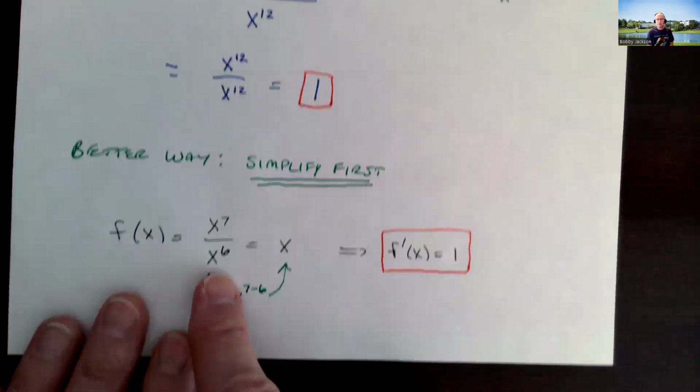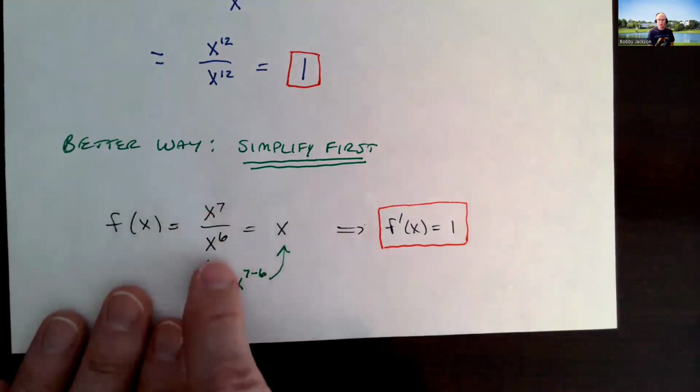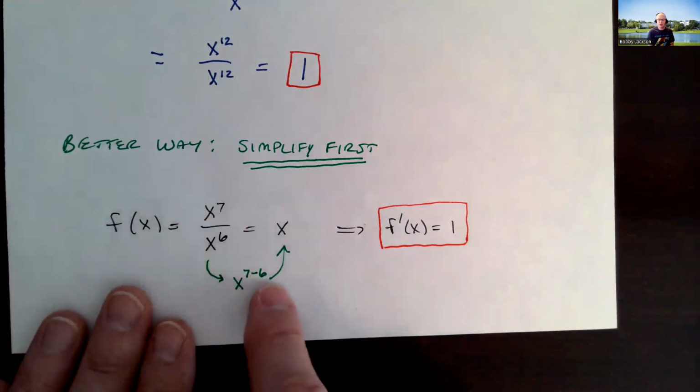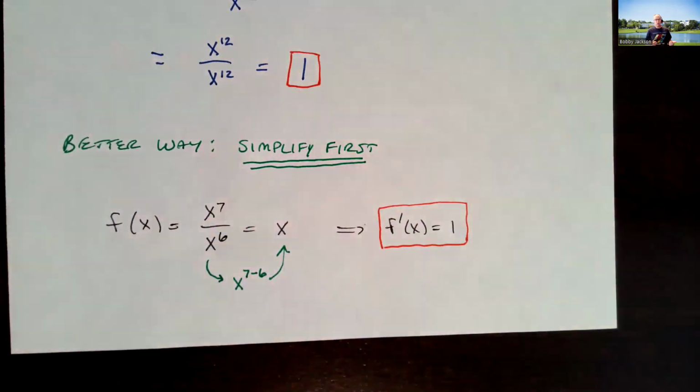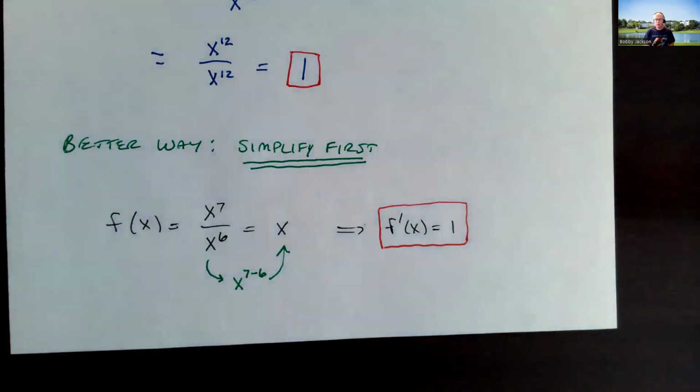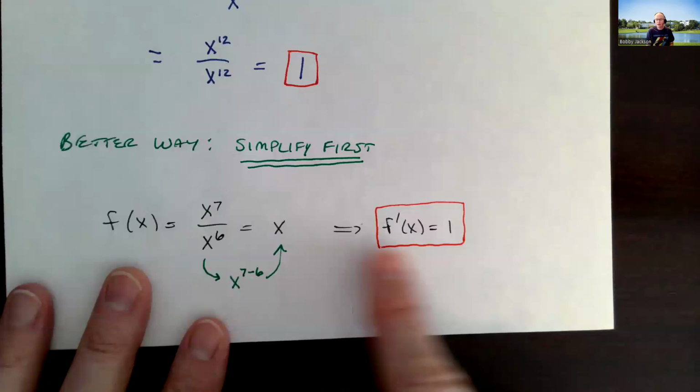X to the seventh divided by x to the sixth, right, is just x, right? When we're dividing like bases, different powers, we just subtract the powers. Or just, you notice you have 7x factors up top, 6x factors in the numerator. Simplifying that, we just have one x factor. It's just x to the first power, and we know the derivative of x is 1.